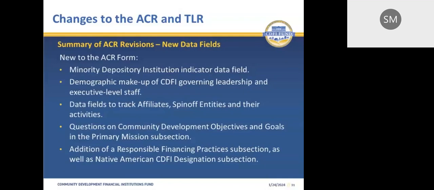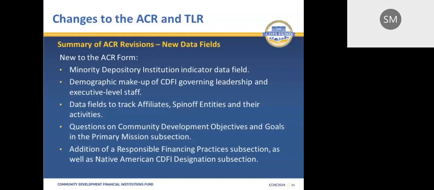There are also a number of new data fields or sections in order to align the ACR with the revised certification policy, so the ACR can better assess whether certified CDFIs are complying with the requirements. To better track the number of CDFIs who are minority depository institutions as defined by the FDIC or NCUA, we have added an MDI data field. Certified CDFIs are responsible for making sure that this data field accurately reflects their MDI status. CDFIs will report annually on the demographic makeup of their governing leadership and executive level staff. These data fields will allow the Fund to see if there has been any change since their certification application was submitted and approved.